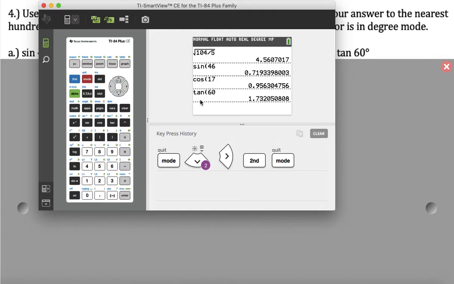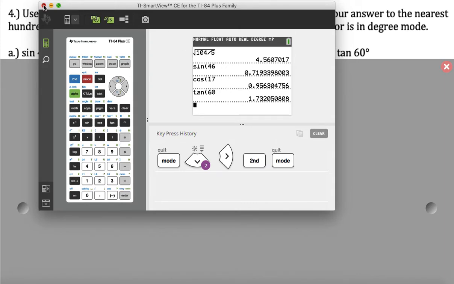And I have these three typed in here, so the sine of 46 is 0.72, cosine of 17 is 0.96, the tangent of 60 is 1.73. If you are unable to get those three decimals and getting familiar with those buttons on your calculator, please let me know.